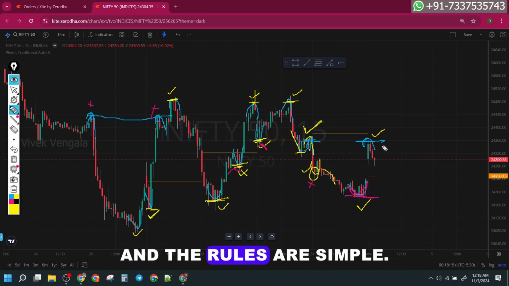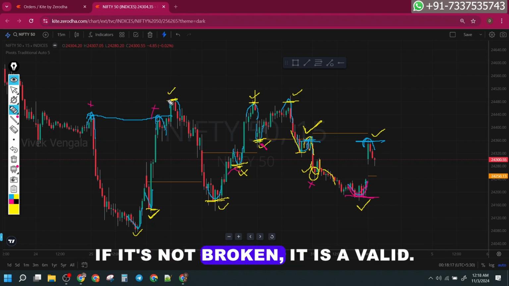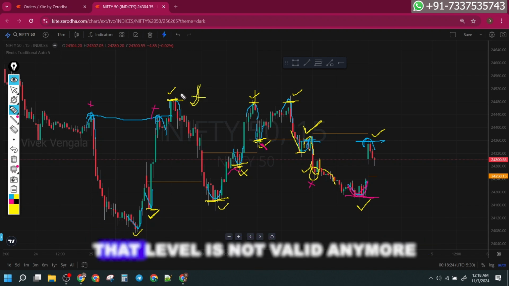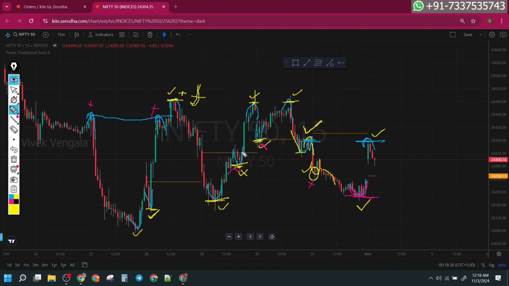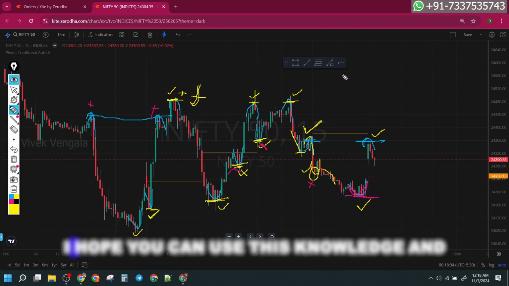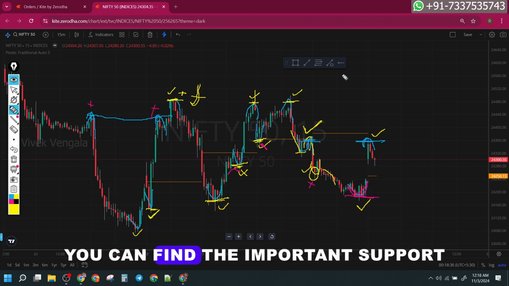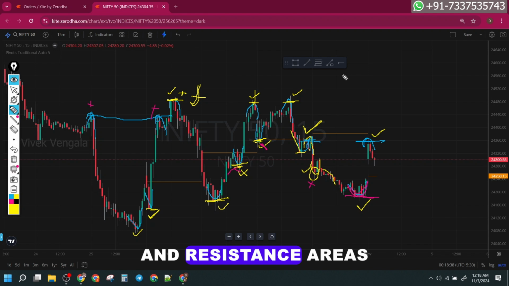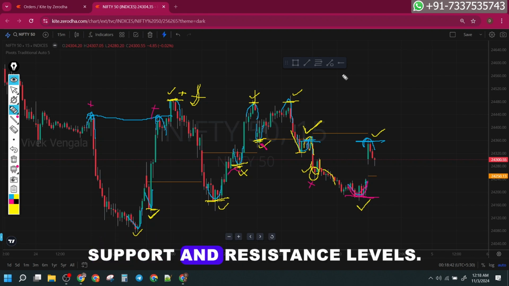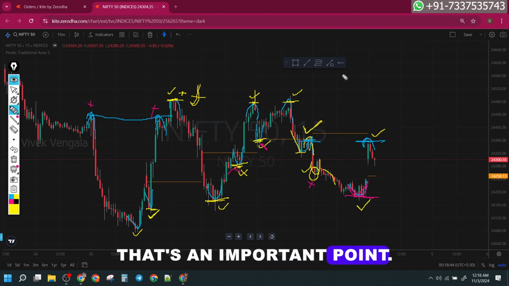And the rules are simple. If it's not broken, it is valid. Once the next price action breaks that level, it is not valid anymore for the next price. And that's the simplest concept. I hope you can use this knowledge to find important support and resistance areas in your trading journey. And the turning points are the support and resistance levels. That's an important point.